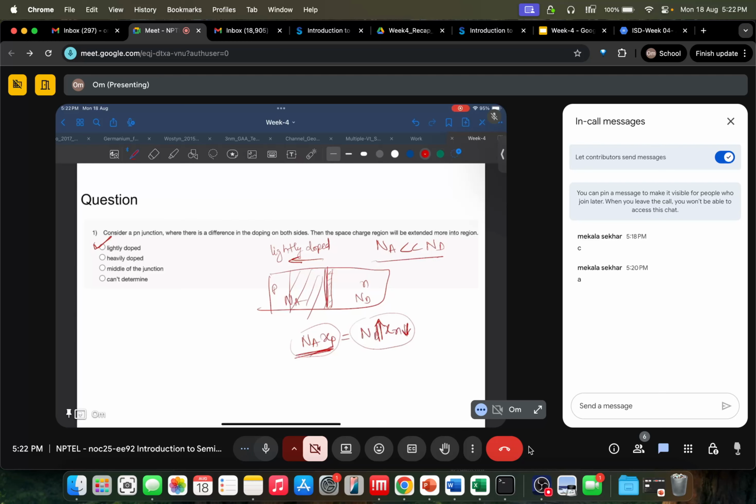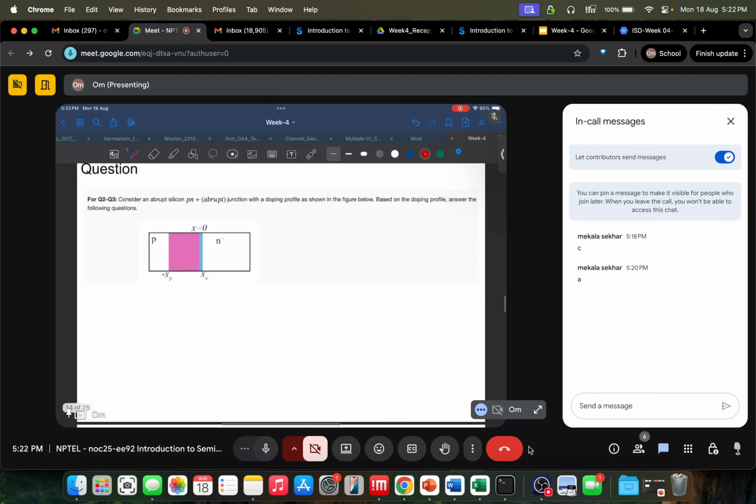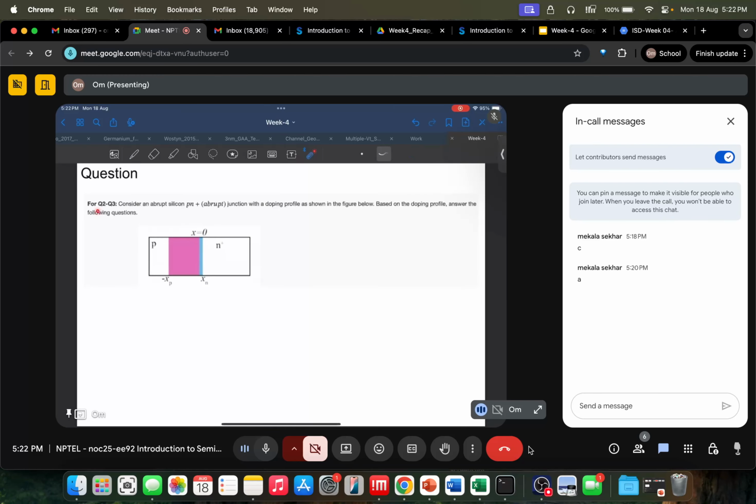Okay, next question. For the next two questions, question 2 and 3, consider an abrupt P N plus junction with doping profile as shown in the figure below. Based on the doping profile, answer the following questions. Okay, so we have an abrupt junction again where Na is much less than Nd.